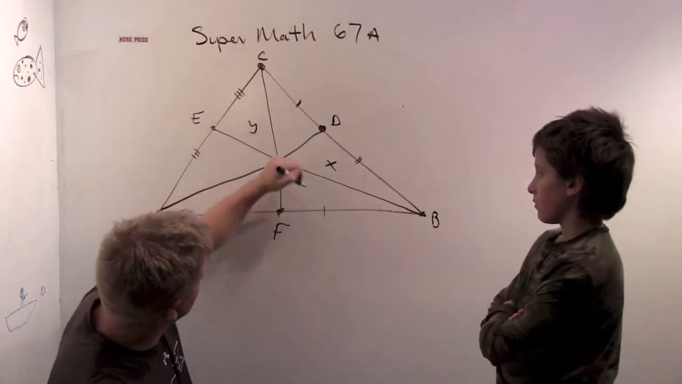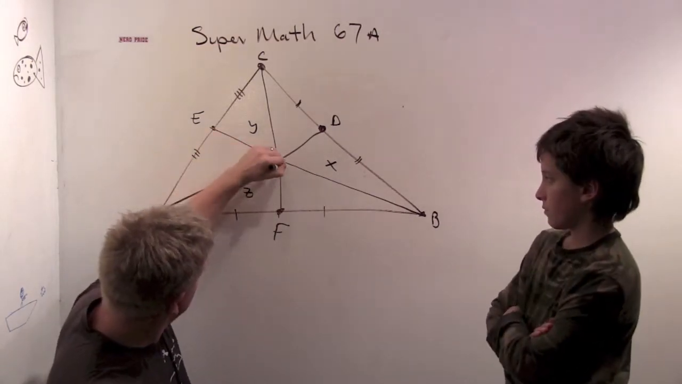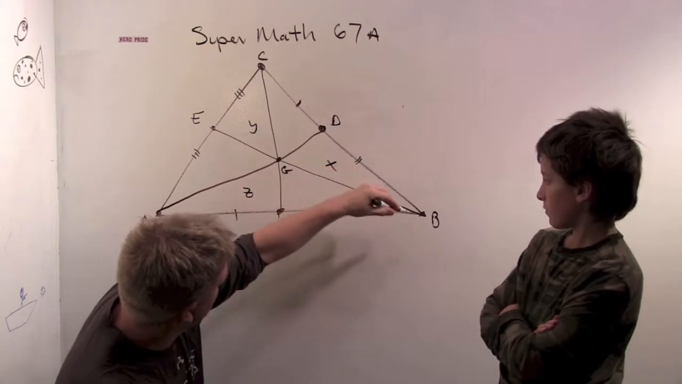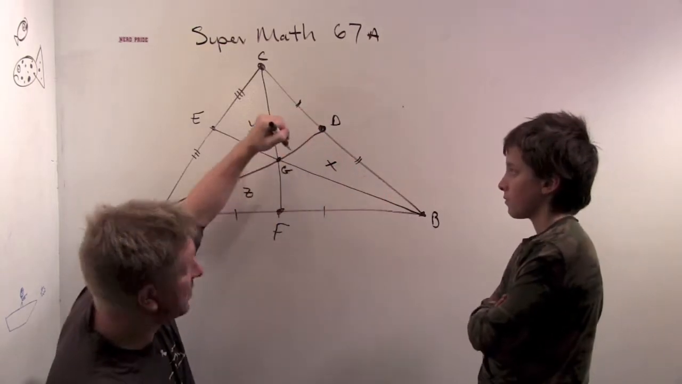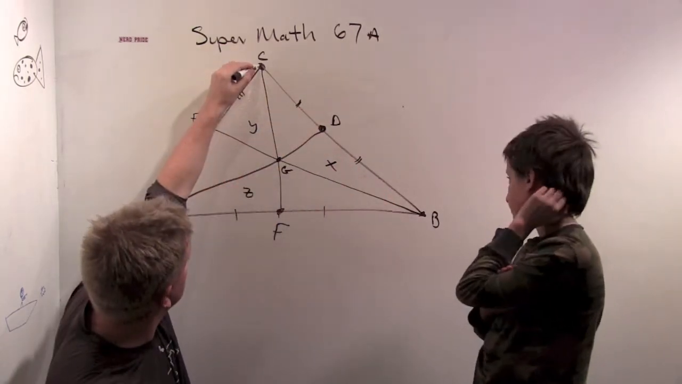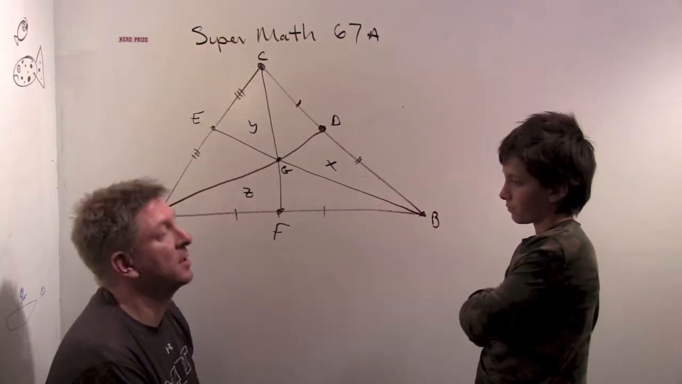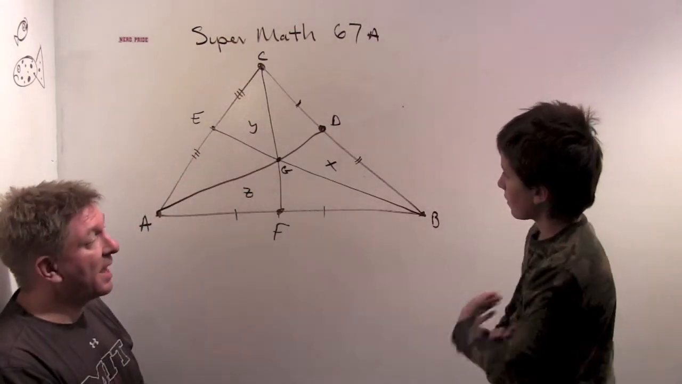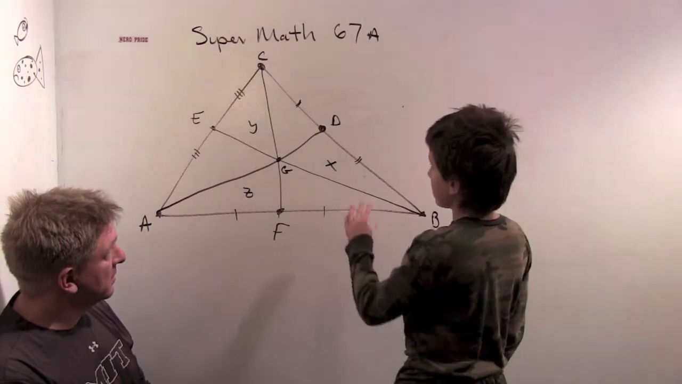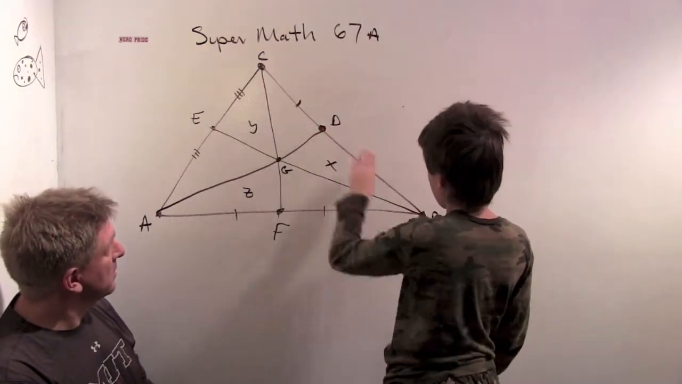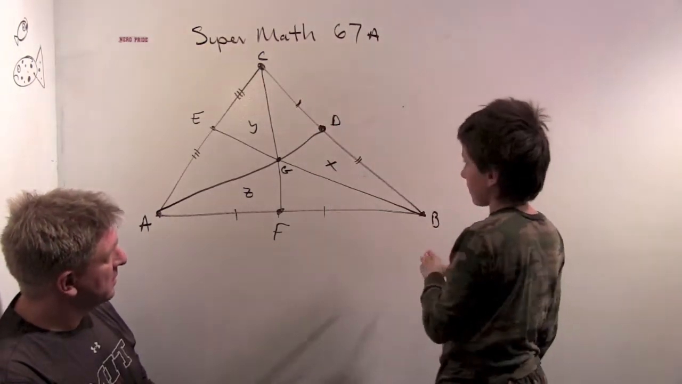So I'm going to call the intersection point G. The area of this triangle, BGD, is X. And the first thing we're going to show is the area of this triangle, CGD, is also X. Why is that true? Well, these triangles have the same height, and they have the same base: CD is DB.